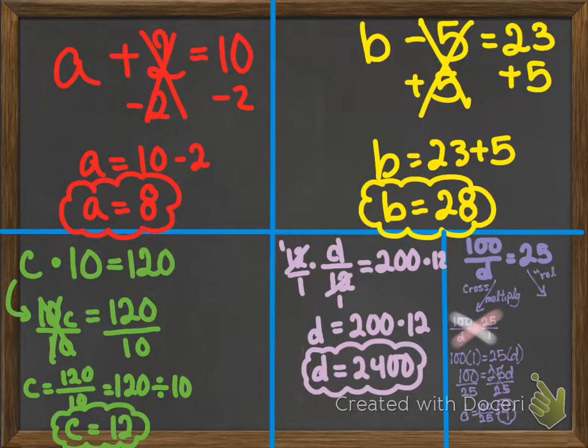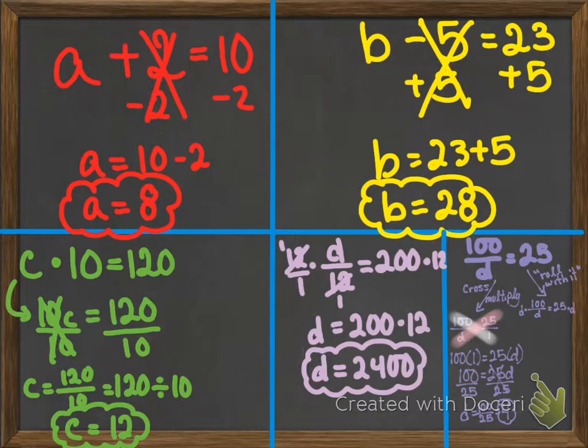The other way I'm going to call roll with it. There's no real mathematical term for this. It's just kind of go with the flow. So what do I mean by that? Well, if you have your equation, 100 divided by d equals 25, let's just multiply by whatever the denominator is. The denominator just happens to be d. So let's multiply both sides by d and see what happens.